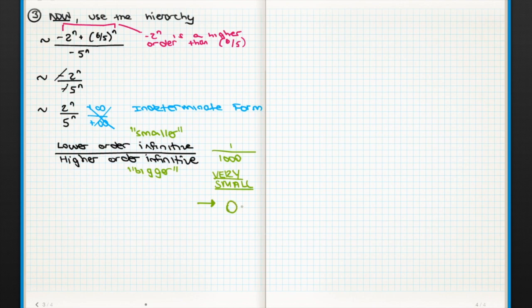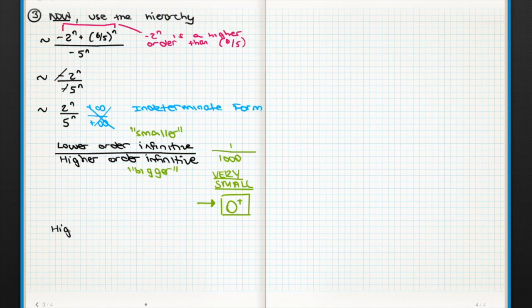We could specify it's going to be 0 plus because we're dividing a positive number by a positive number, so it can't possibly become negative. But if one had been plus and the other had been minus, or the other way around, then it would become 0 minus. So in general, if you have lower over higher, it will tend to 0.